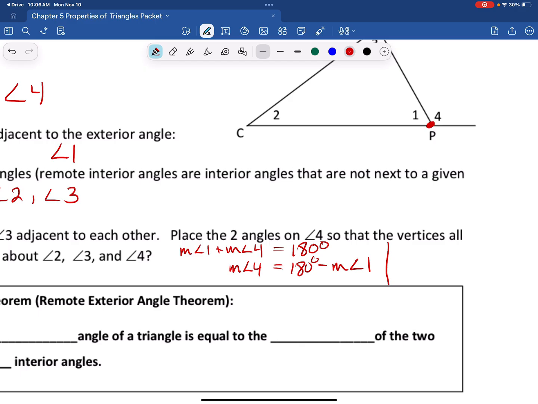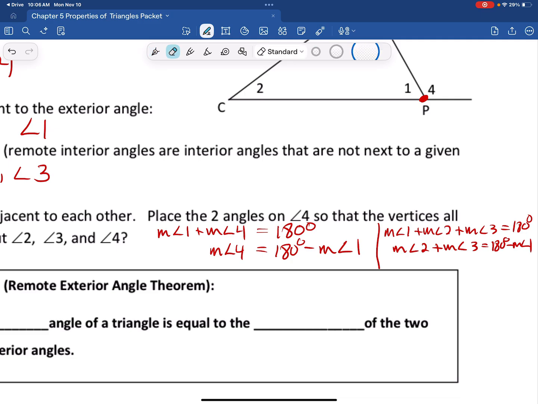Okay, now, over here, what do we got? The measure of angle 1 plus the measure of angle 2 plus the measure of angle 3 is 180 degrees. And I'm going to move that measure of angle 1 to the other side again. The measure of angle 2 plus the measure of angle 3 is equal to 180 minus the measure of angle 1.